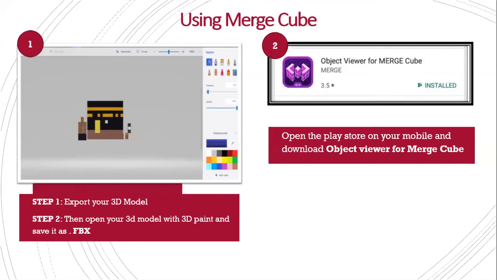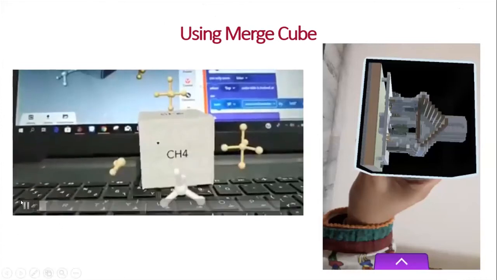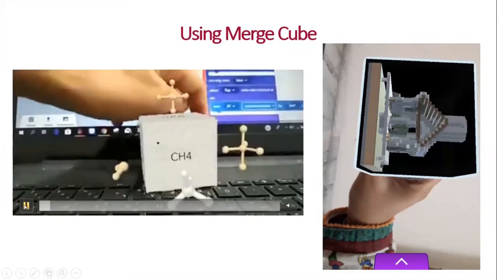And in case you want to view it in the Merge Cube, you can download Object Viewer from Merge Cube. For the models which you have saved from Paint 3D, you can point the camera towards the Merge Cube. I'll just show you how. There is one chemistry model which has been created, and I'm showing it on the Merge Cube, and this has been saved on miniverse.io by creating a login.